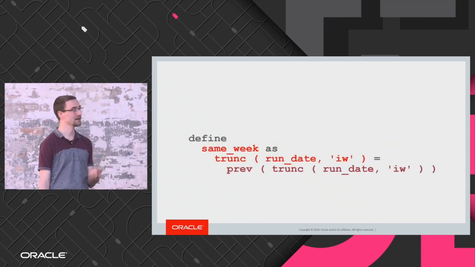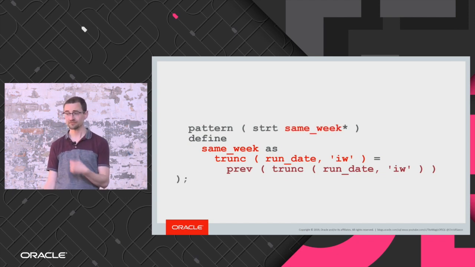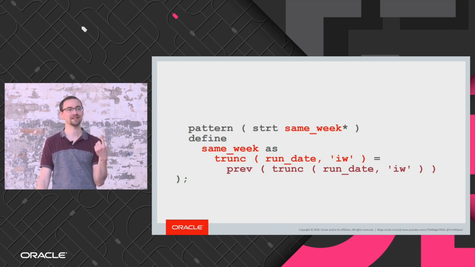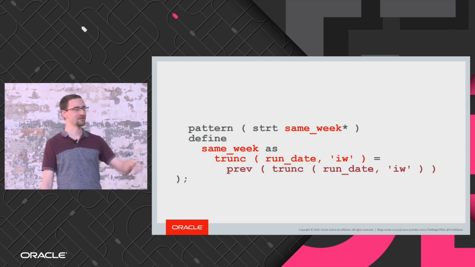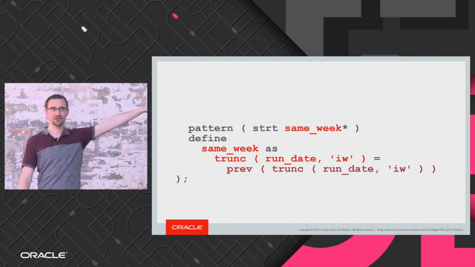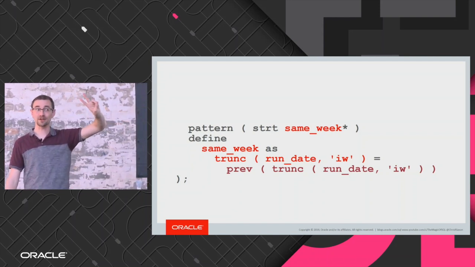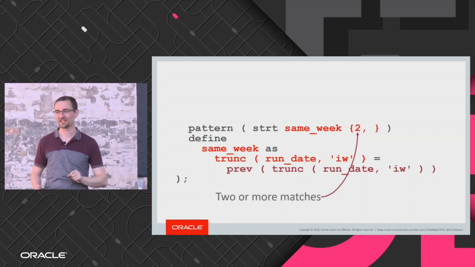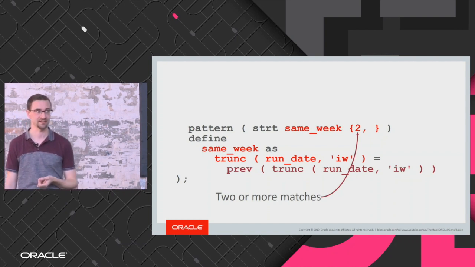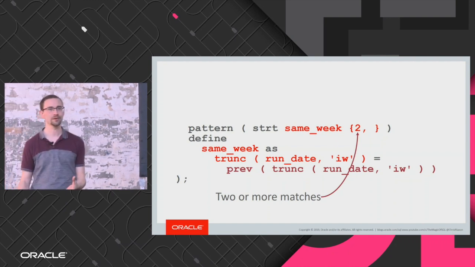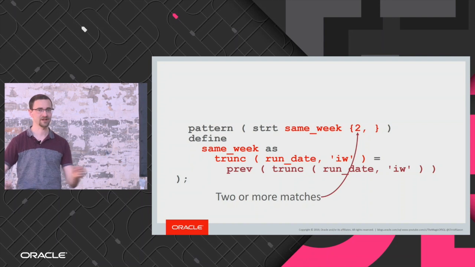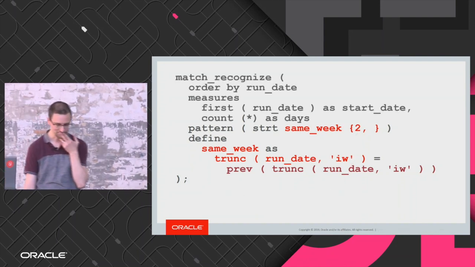So here, we now have a pattern of start, same week star. So this will return weeks I ran at least once. I don't want that. I want weeks I ran at least 3 times. We've already got one row from our always true start. I need another 2. So we do the lovely little curly braces, at least 2 or more instances of this. So now I can find all the weeks I've run at least 3 times by finishing off the query.